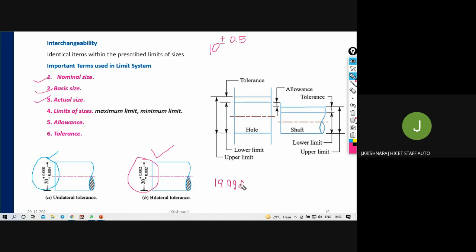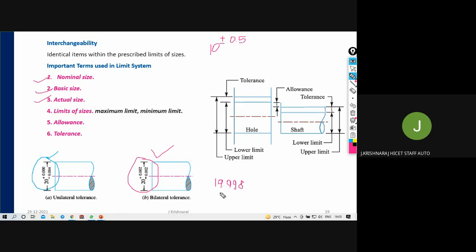Okay. So what happens? Between the values of 19.998 and 20.002, I can accept the particular component after production or machining. It will have some upper value and some lower value from the nominal size. Nominal size is 20, upper limit is 20.002, lower limit is 19.998.